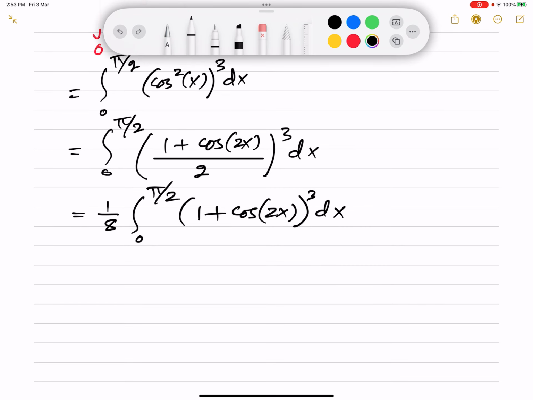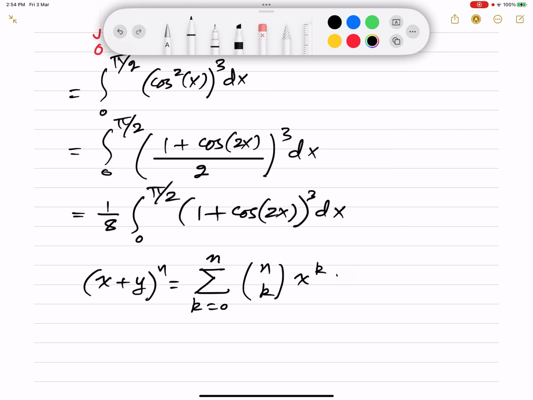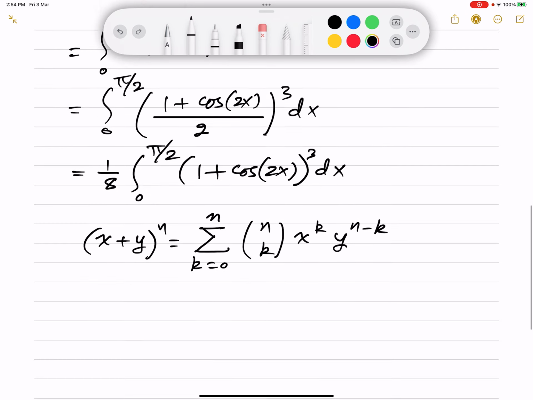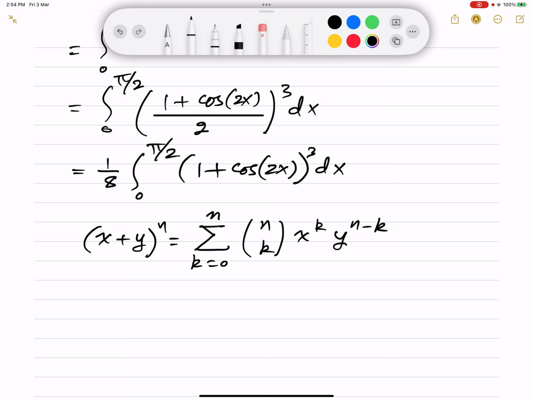Let me remind you of the binomial expansion. If we have x plus y all to the power n, this is going to be equal to the summation of the binomial coefficient n choose k, where the running index k changes from 0 all the way to n, and then we take the first term x, raise it to the power k, and the second term y, we raise it to the power n minus k. So for that, we have here 1 plus cosine, so in our case x is equal to 1, y is equal to cosine twice x, and n is equal to 3.